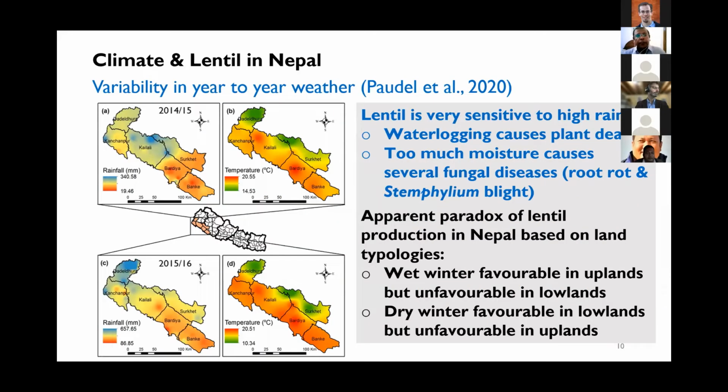Year-to-year variability is not uncommon in Nepal these days, as Jason and other speakers pointed out. Lentil is very, very sensitive to high rainfall. Waterlogging causes plant death, and too much moisture causes several fungal diseases like root rot and stem phylum blight. I think that will be discussed by Lakshman Ariel later in this session.